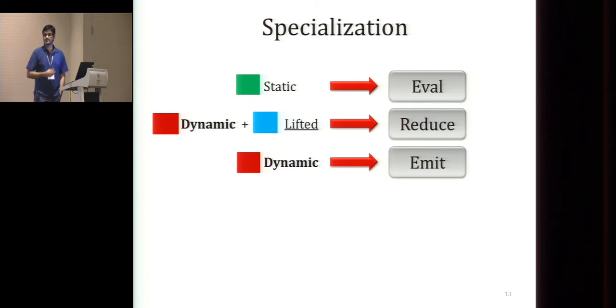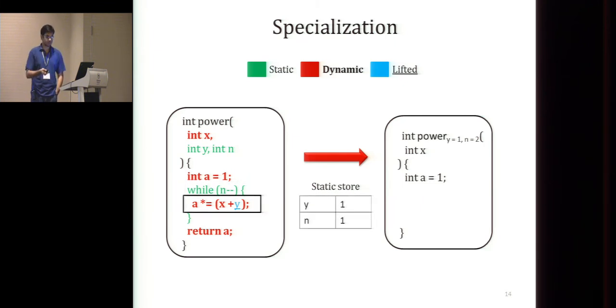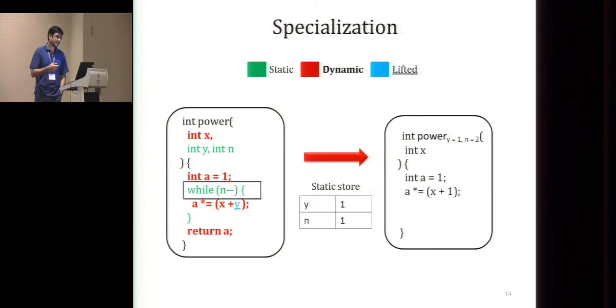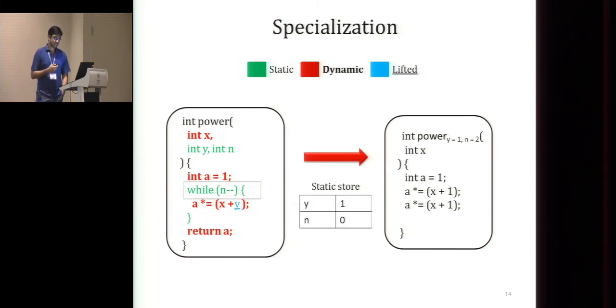Now let's use these three primitives to specialize the power program. So the first statement is dynamic, so we just emit it. The next statement is static, so we evaluate it, obtain the post store. The next statement is dynamic with a lifted expression, so we invoke reduce to get the residual expression. Then we go around the loop once more, and we invoke reduce again. Then we evaluate the loop header, but this time we exit the body of the loop, and the final statement is dynamic, so we just emit it. And thus, we obtain the residual program.